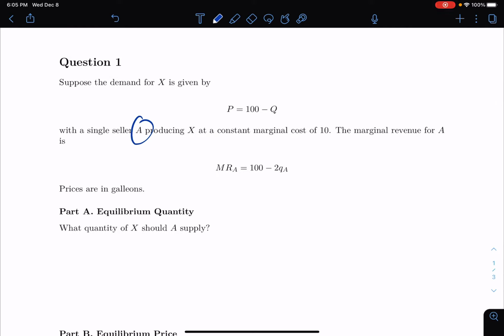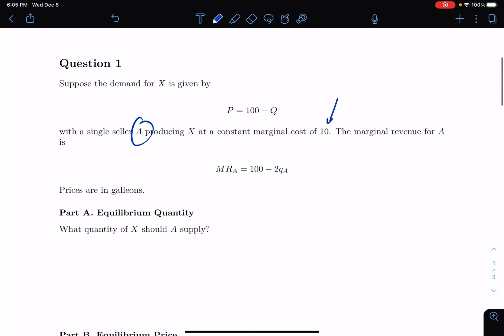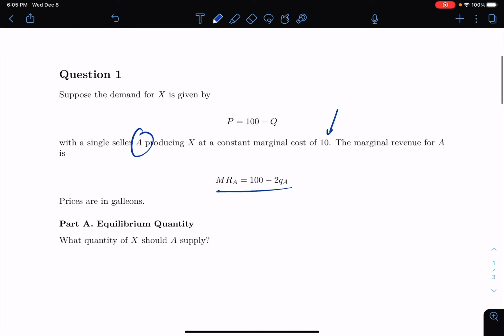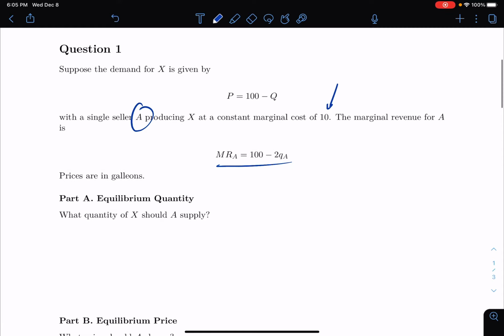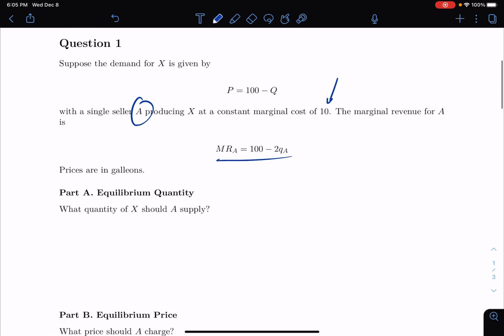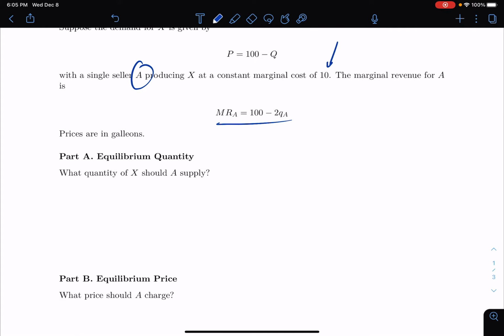So A can produce at a constant marginal cost of 10, and we're given the marginal revenue curve here. All prices are in galleons. So the first part of the question asks about equilibrium quantity. So this is a monopoly. We have a downward sloping demand curve. We have our marginal revenue curve. And we have a marginal cost curve.